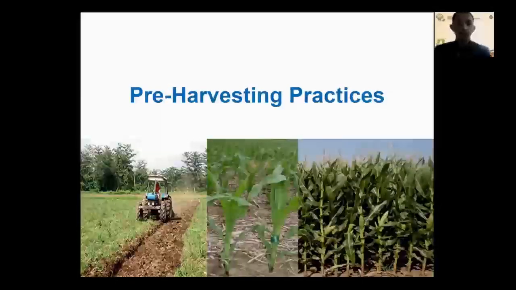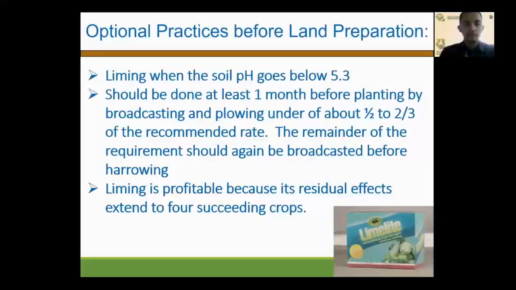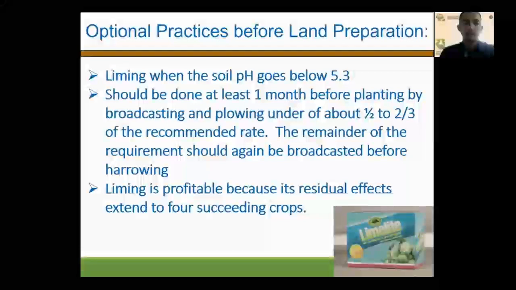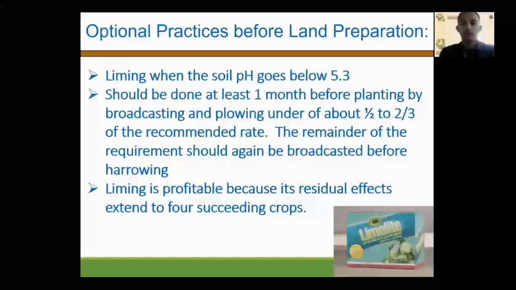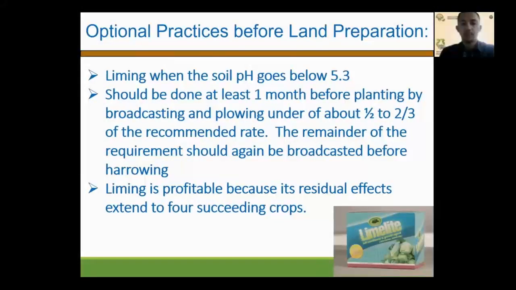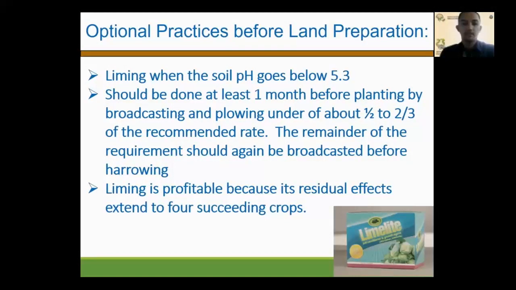So for the pre-harvesting practices component of the Code of Good Agricultural Practices for corn, we have the following. For land preparation, liming may be required when the soil pH goes below 5.3. It should be done at least 1 month before planting by broadcasting and plowing under about 1/2 to 2/3 of the recommended rate. The remainder of the requirement should again be broadcasted before harrowing. Liming is profitable because its residual effects extend to 4 succeeding crops.